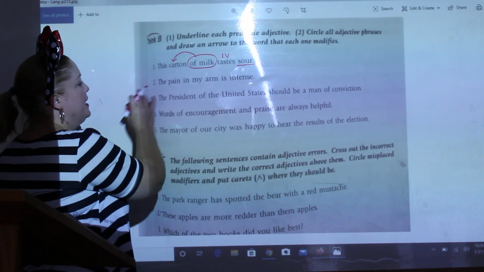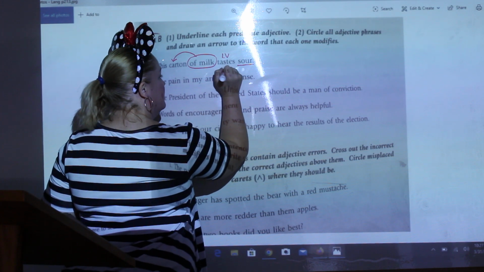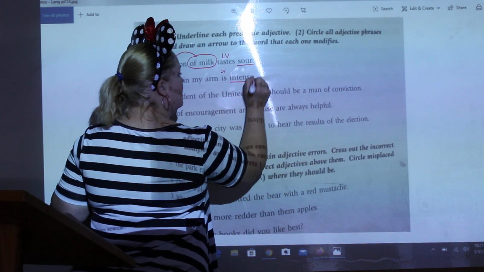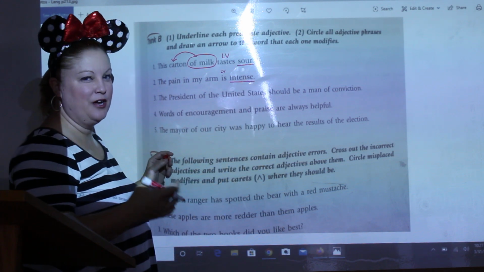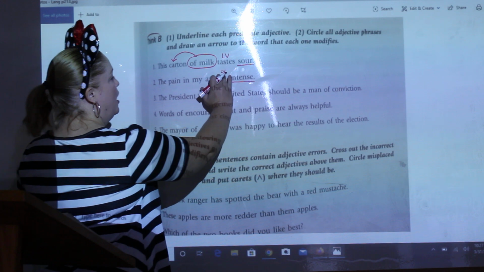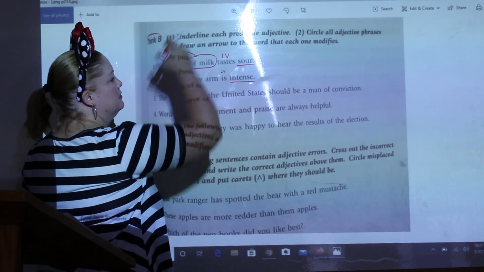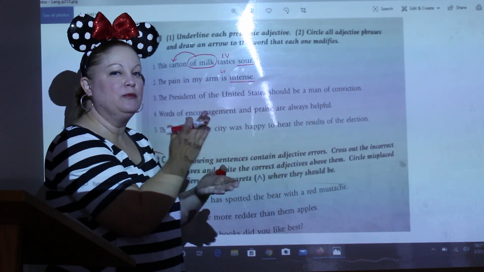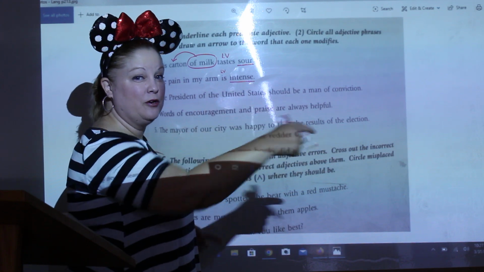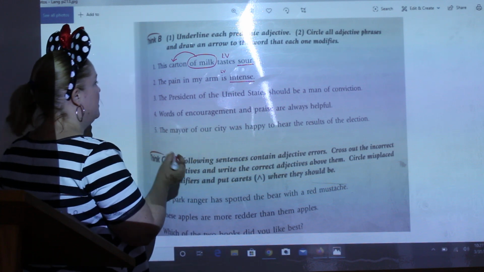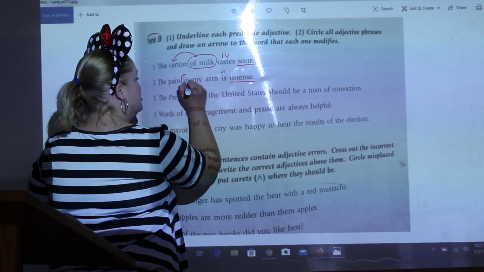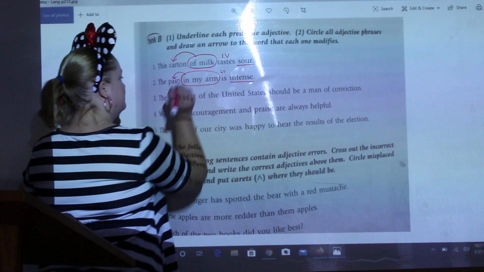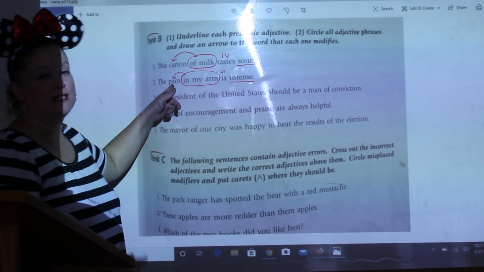Number 2, the pain in my arms is, here's our linking verb, intense. That predicate adjective we need to underline. It just helps, even though it doesn't say, to label that linking verb. For me, I like to do that because I know I'm looking for something following that linking verb, and that's where my eyes need to go. We do have an adjective phrase, in my arm, and that is also modifying our subject, pain.